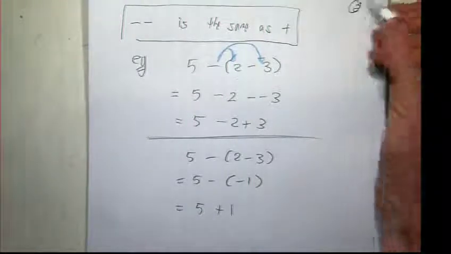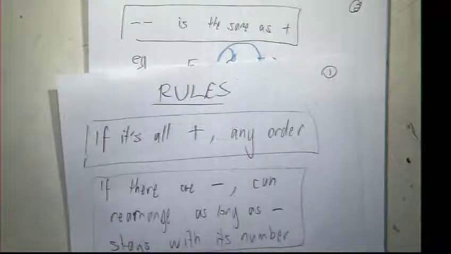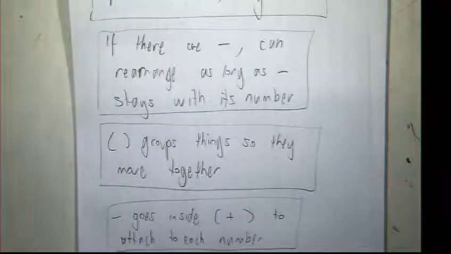Okay, so far, let's just look at the rules we've seen so far. If everything's plus, any order is fine. If there was a minus and there's pluses as well, then you can rearrange it as long as the minuses stay with what they were with before. Brackets group things so that they move together.